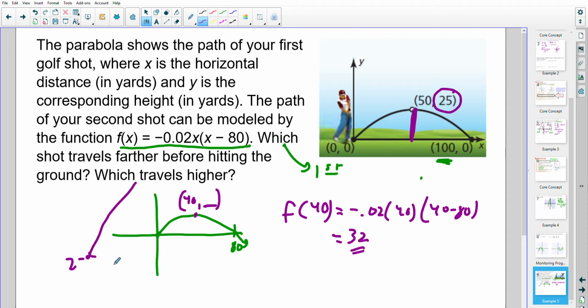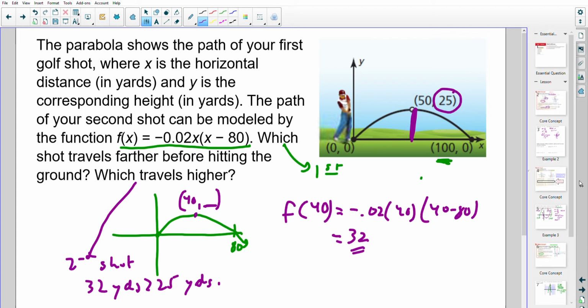second shot travels higher because 32 yards is greater than 25 yards. It's fun to solve problems involving golf. That's it for now, and that was on factored form. So we have standard form and factored form of the quadratic.